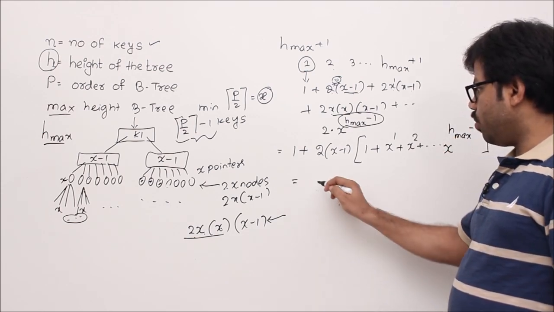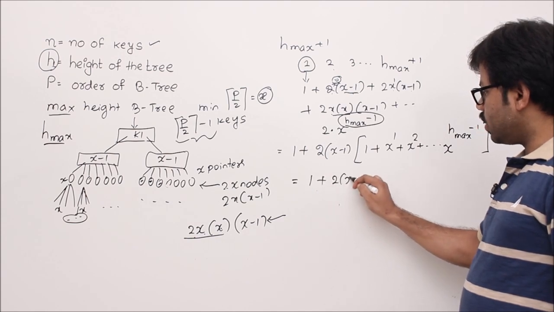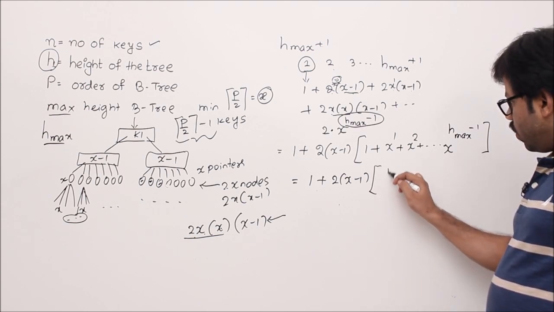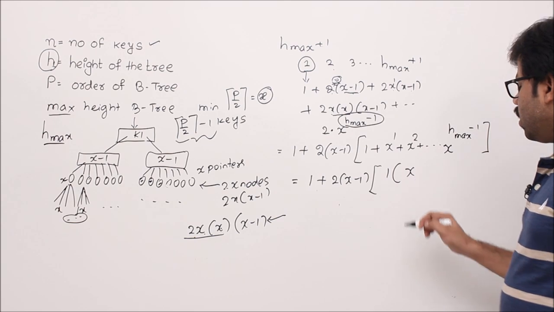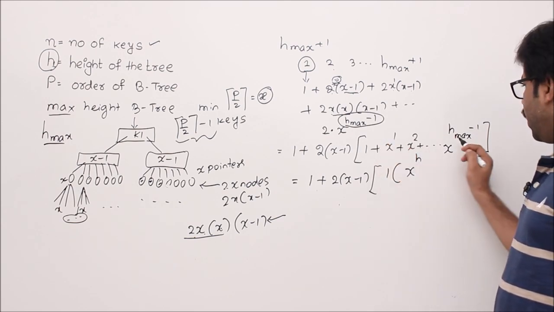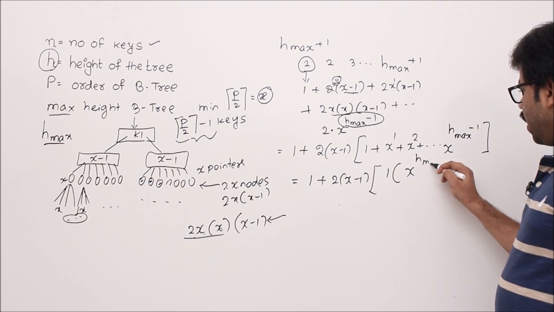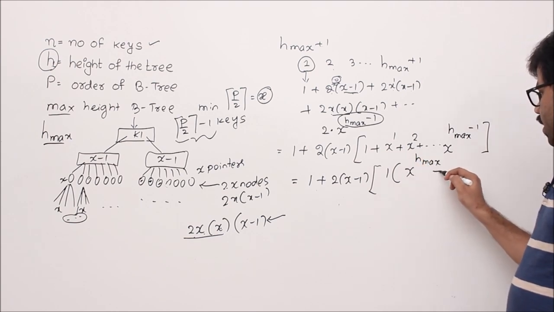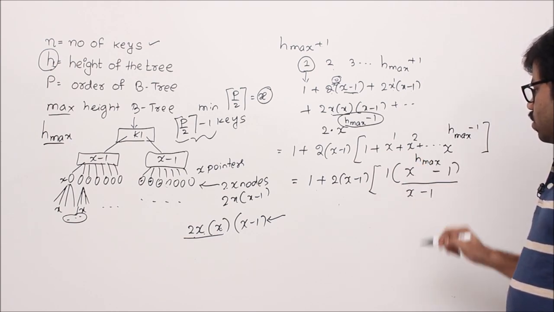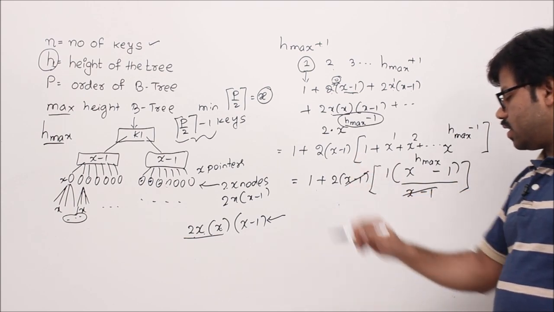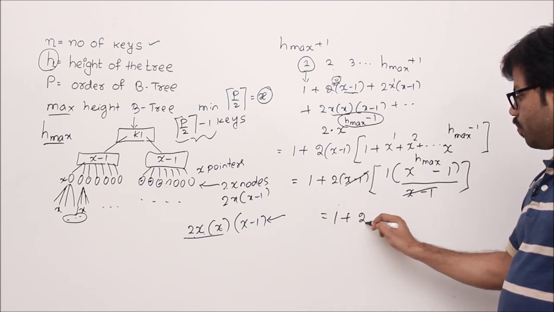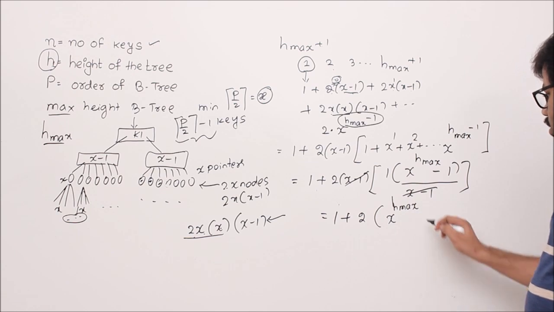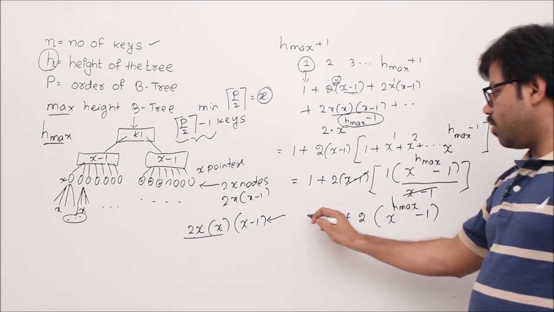So if I simplify it, it would become 1 plus 2 into x minus 1 into, see it is GP series. We know the formula. First term 1 into ratio x power number of terms, x power 0 to h max minus 1. So it will be x power h max, correct? So number of terms are h max minus 1 by x minus 1. So this will be the formula. X minus 1 gets simplified. You get 1 plus 2 into x power h max minus 1. This is nothing but n, correct?